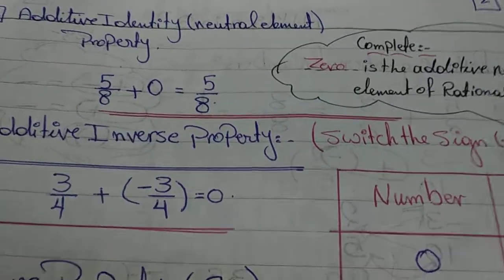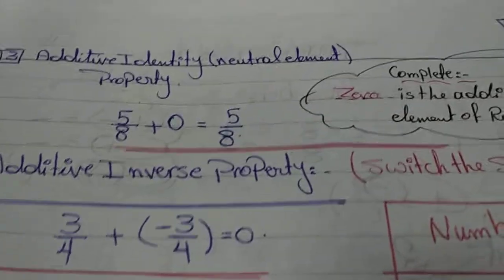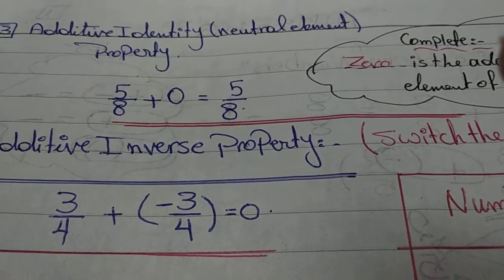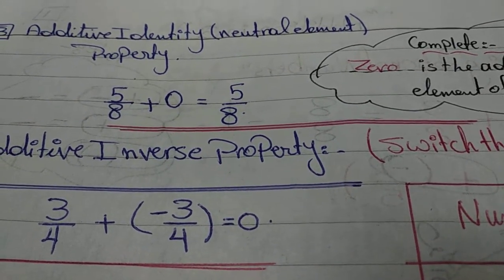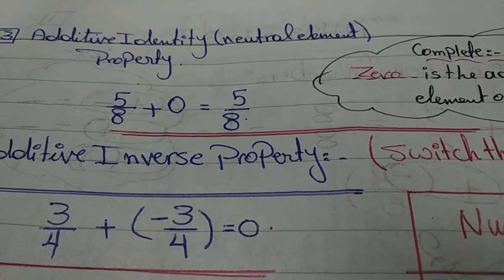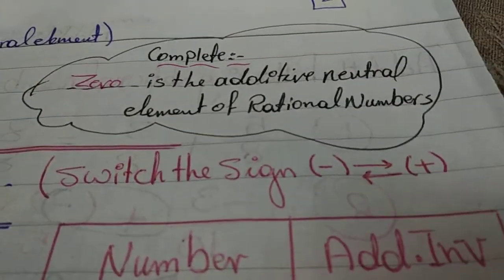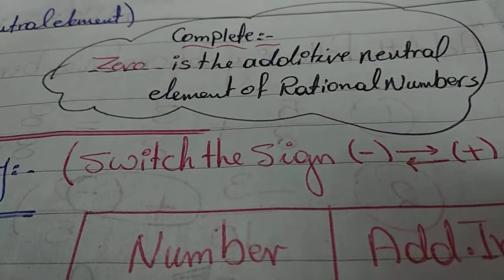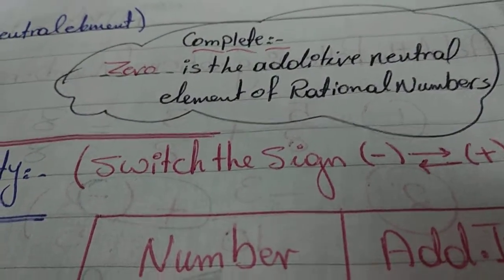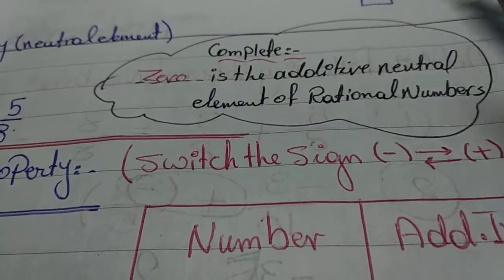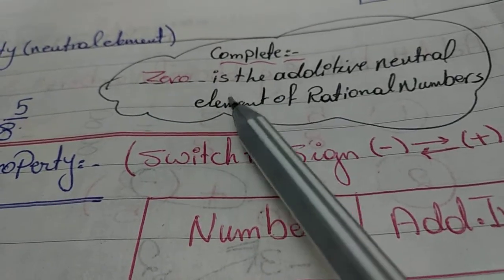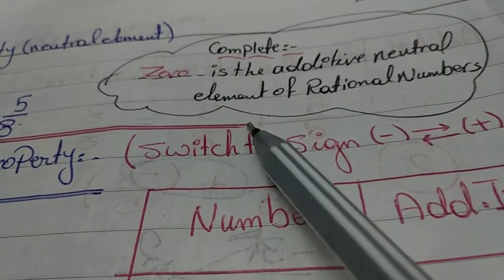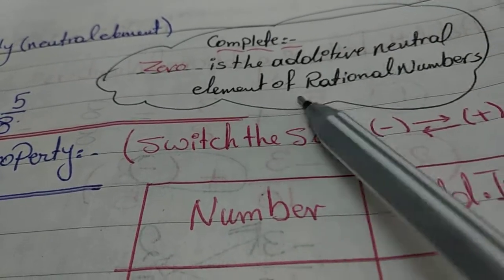The third property is most important. Additive identity, or additive neutral element. And what is the additive neutral element of a rational number? Okay, this is an exam question: complete. Dots is the additive neutral element or the additive identity of a rational number.